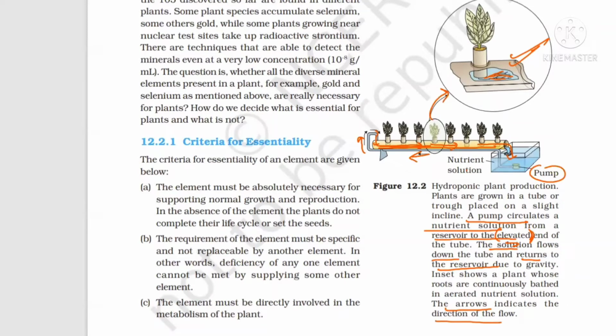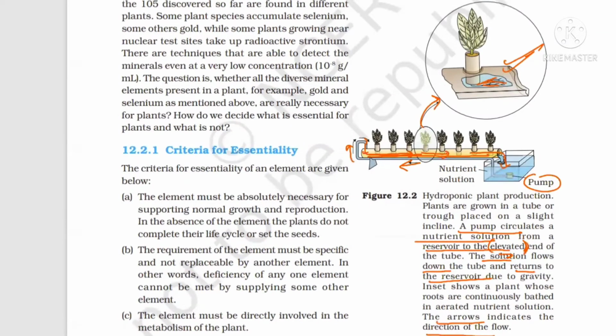So up till here, what we have understood, beta, let me revise. First of all, out of 105, 60 are present in plants. Gold, selenium, radioactive strontium are also present. The question comes to mind: are all these mineral elements essential or what? Let us develop criteria. Number one, growth and reproduction. It should support growth and reproduction. Number two, specific. Number three, it should be directly involved in metabolism.